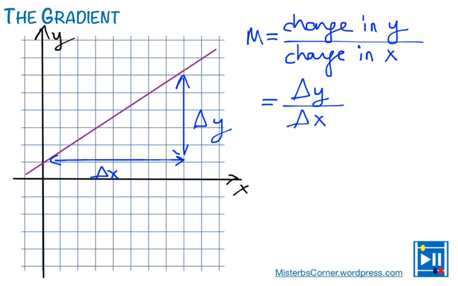Now, how can we calculate the change in y and the change in x? What happens is we're going to choose, let's say, 2 points. Let's say this is the point A with coordinates x1 and y1, right? And this is the point B with coordinates x2, y2, right? So we are going to calculate the change by finding the difference between those coordinates, right? Let's see how.